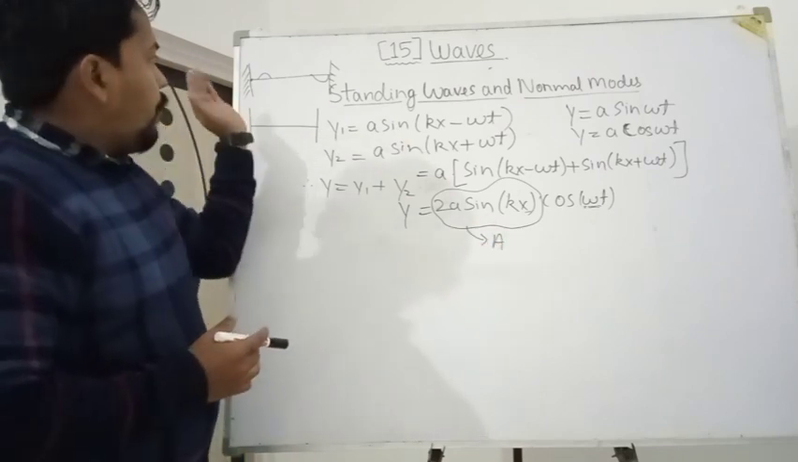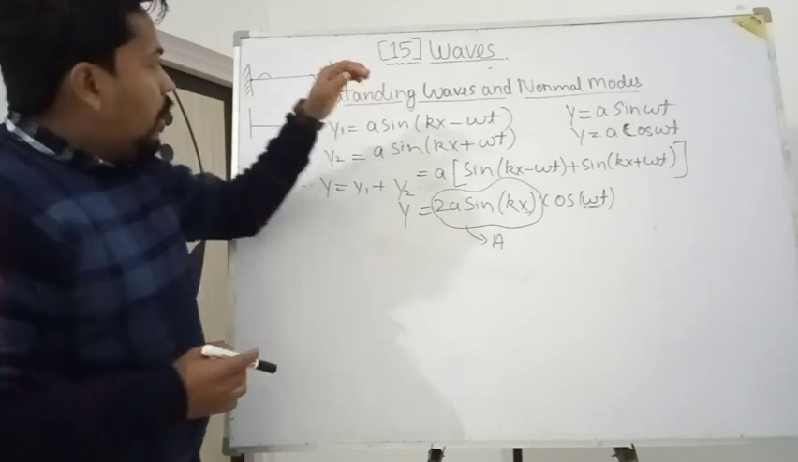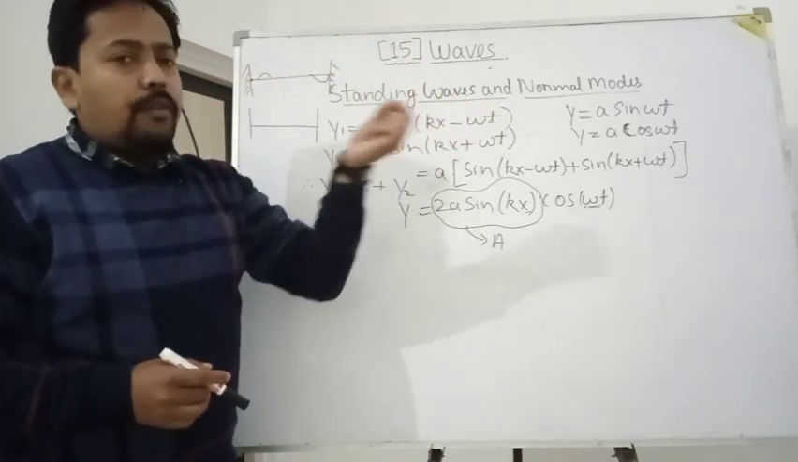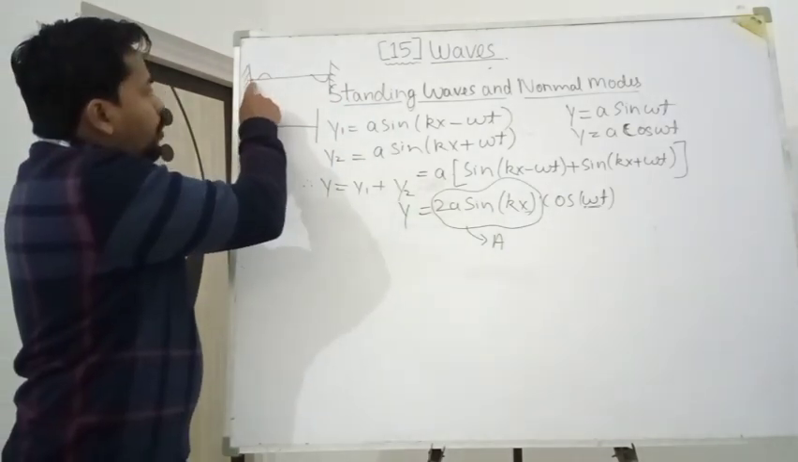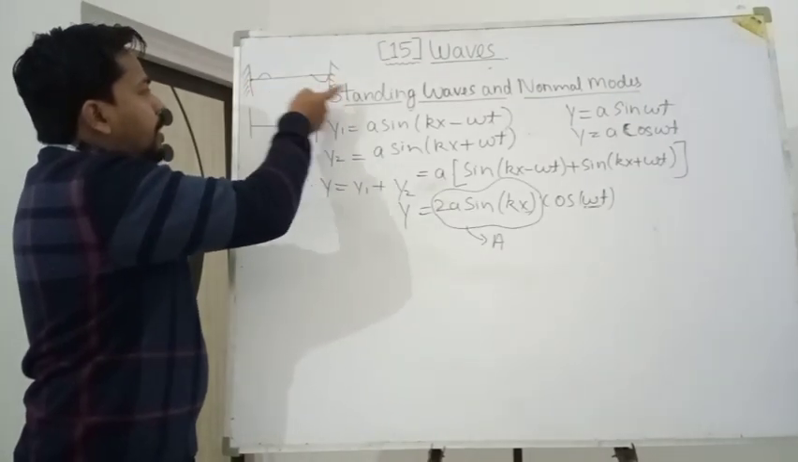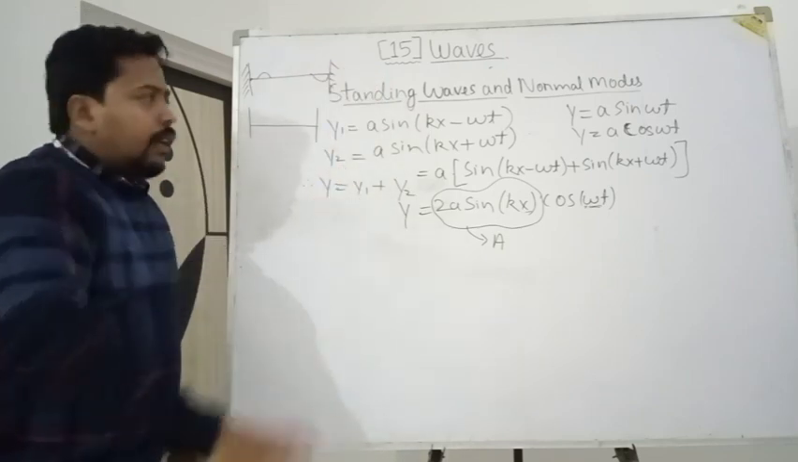The process of incidence and the process of reflection goes on and on like that. In the case of formation of a standing wave, the process of incidence and reflection goes on and on. So if the wave is produced from here, it will strike this and come back again, and strike this and come back again like this.